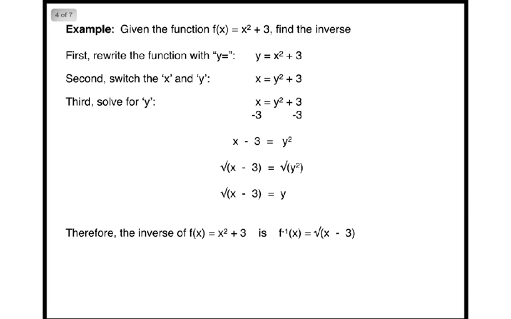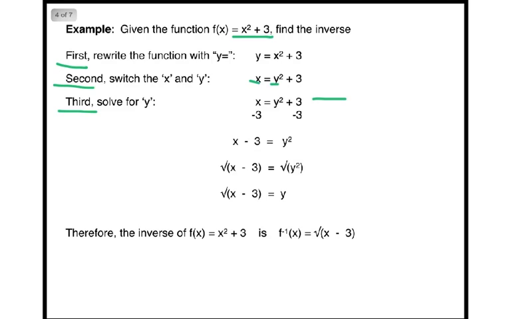Here's another example. Given the function x squared plus 3, find the inverse. We follow our 3 steps. First, rewrite the function with y equals. So I wrote y equals x squared plus 3. Second, switch the x and y variables. So x substitutes for y, and y substitutes for x. Third, we solve for y.